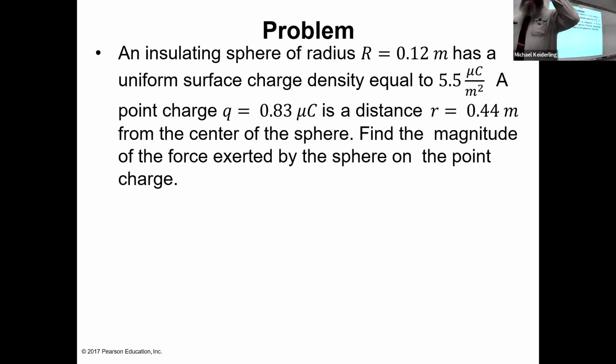So if you have an insulating sphere of radius 0.12 meters and it has a uniform surface charge density, so it's a ball, the surface has the same charge density everywhere of 5.5 microcoulombs per square meter, and a point charge of 0.83 microcoulombs is at a distance of 0.44 meters from the center of the sphere. And we want to find the magnitude of the force exerted by the sphere on the point charge.